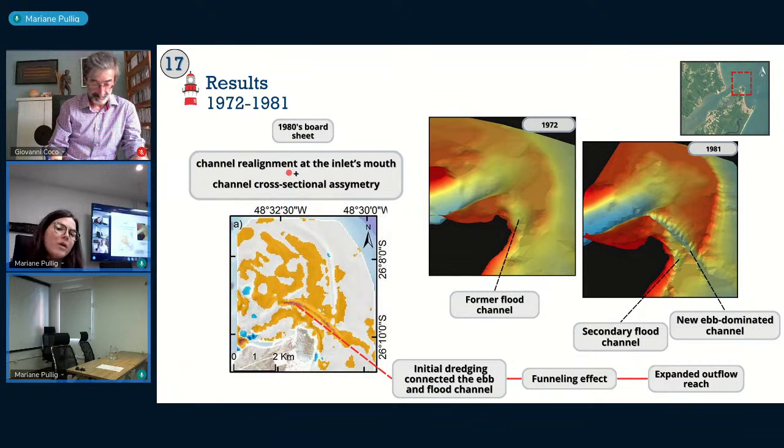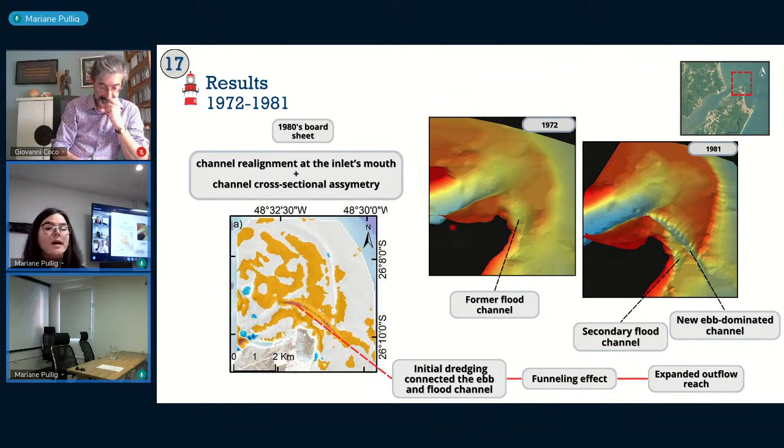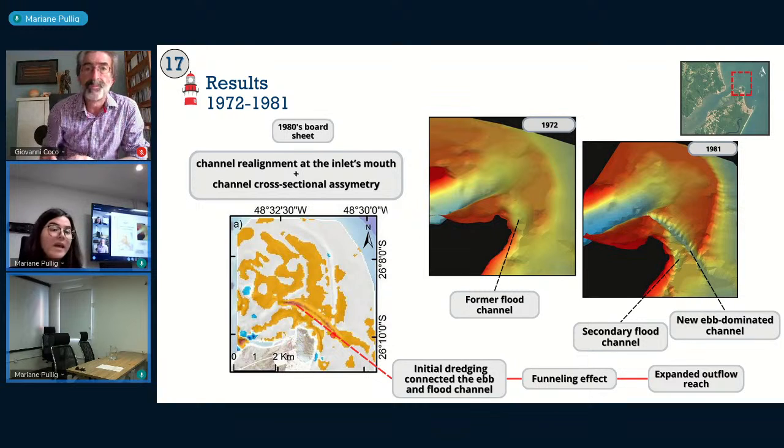That's because the channel alignment in the updrift direction and the cross-sectional asymmetry due to the northeast bank scour were very important. With that, we have the dredging that connects both channels that will play the role in funneling the tidal wave, which means that when the tidal wave approximates the coast, this deeper and narrow channel plays a role in enhancing the tidal current.